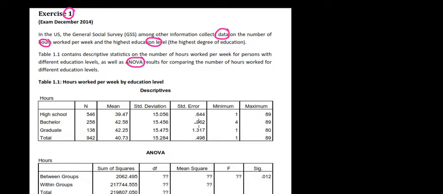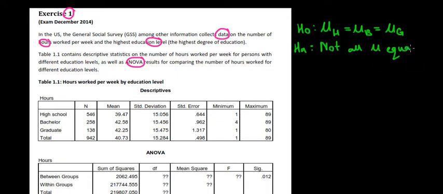So what are we actually testing here? We're actually testing the average number of hours for different groups. The first group is high school, the second group is people with a bachelor degree, and the third group is people with a graduate degree. And the alternative hypothesis is that not all of them are equal. So not all these average numbers of hours are equal.